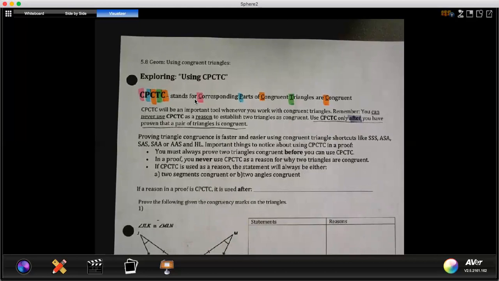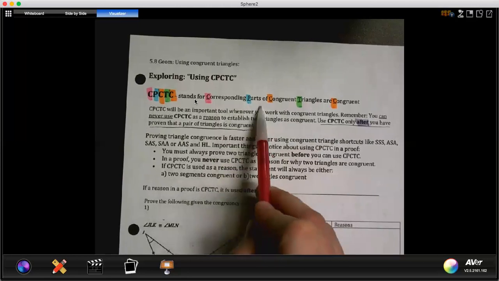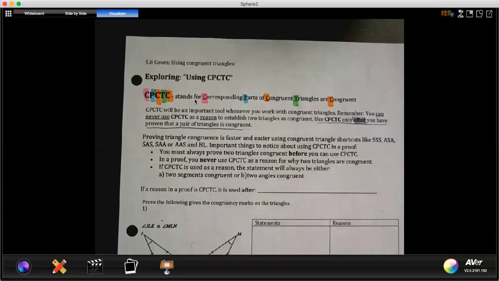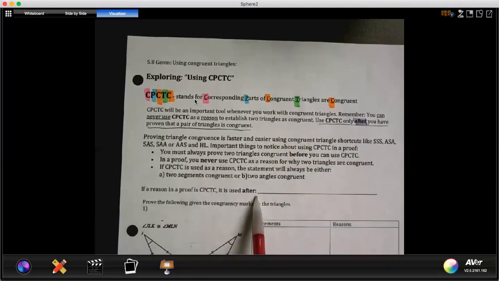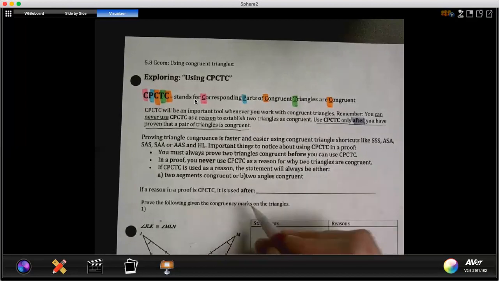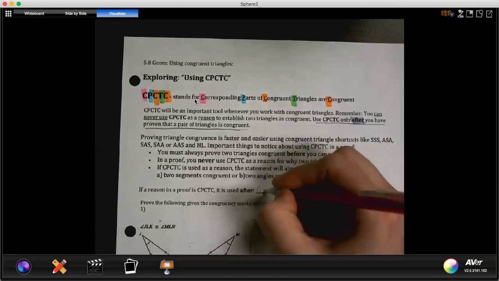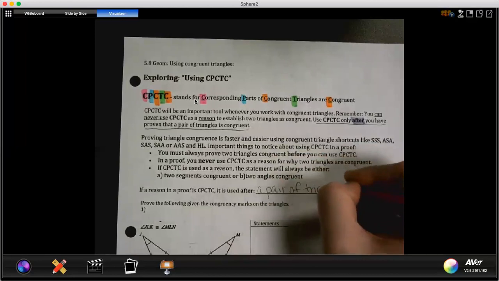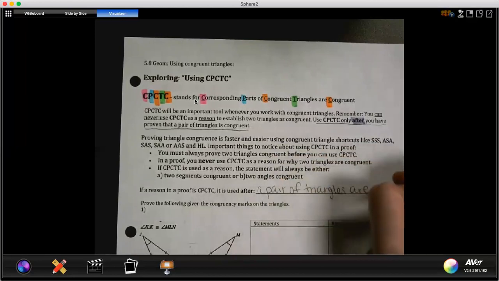If we're using CPCTC, we are saying that there are other corresponding parts of those congruent triangles that are also congruent. So things that may not have already been given or that we can see visually through vertical angles or the reflexive property. Okay? So in summary, if a reason in a proof is CPCTC, it is used after a pair of triangles are congruent.